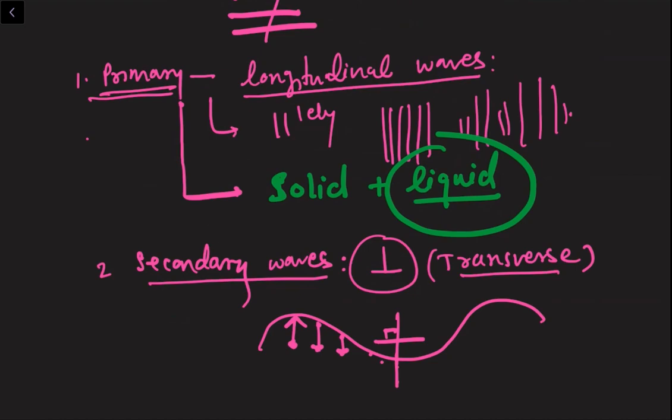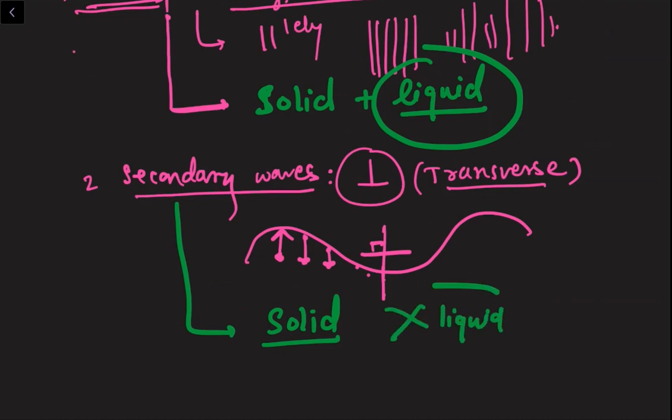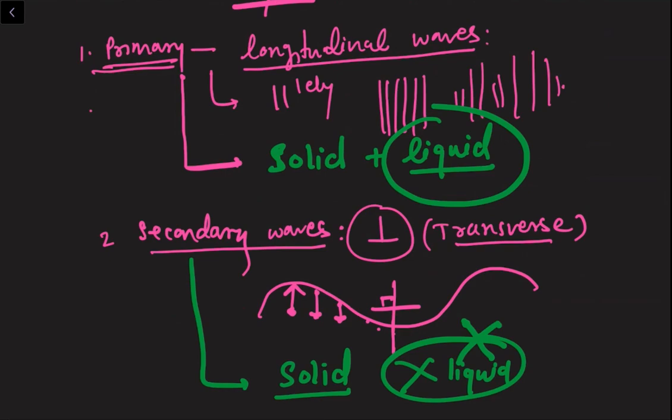Now, the important property of these secondary waves is that they can only travel in the solid medium. They cannot travel in the liquid medium. So that is their property. So this is the basic understanding. The primary wave can travel in solid as well as liquid. The secondary waves, these are transverse waves with perpendicular vibrations, but they can only travel in the solid medium and not in the liquid medium. If we understand these two facts, then the next thing is much easier.